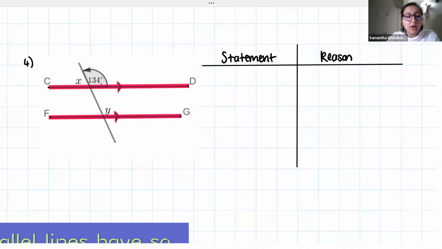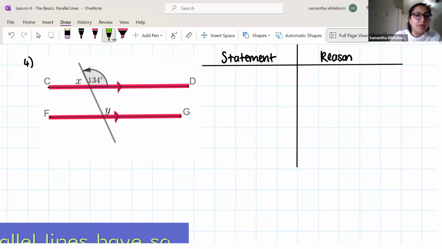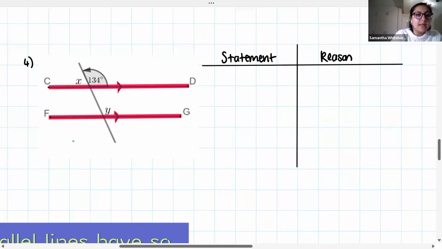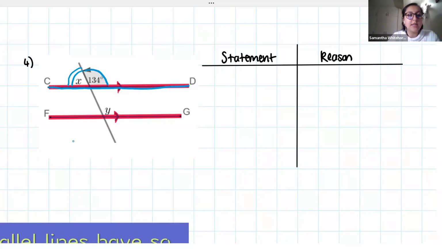Now, again, you don't have to start with x. I'm going to start with x because it's the one that I can see is quite easy for me to do. If I look at x, I can see that it is adjacent to the angle 134 that I've been given. I can also see that they are on a straight line. They're both adjacent angles on the straight line CD. And so what that means is I can use the reasons that we've learned previously to say that x plus 134 degrees must equal 180. And my reason for that is angles on a straight line.